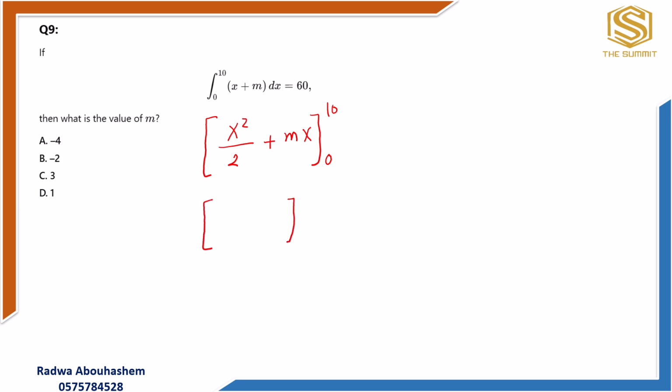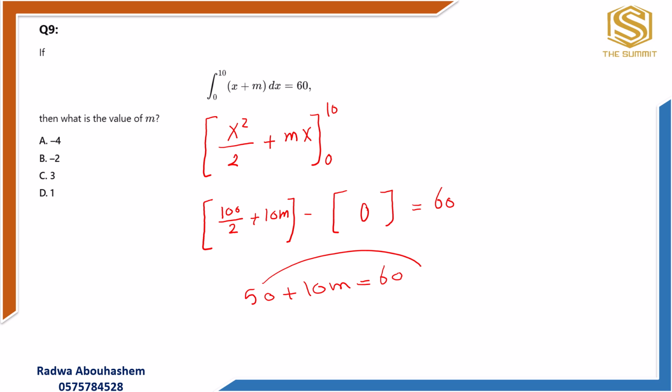Here, 10 power 2 is 100 over 2 plus 10m minus whatever I substitute here, give me 0 equals 60. So here, 50 plus 10m equals 60, transpose. So 10m equals 60 minus 50, give me 10. So m equals, I'm going to divide by 10. So m equals 1.